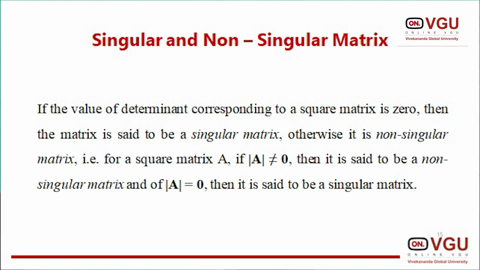Now we come to singular and non-singular matrices. As we discussed earlier, we find the determinant for a matrix, and the matrix has a determinant value, a magnitude. That may be 0, or it may be non-zero. If the determinant is 0, the matrix is known as singular. If it has a non-zero determinant, positive or negative, no need to worry about that, the matrix is known as non-singular.